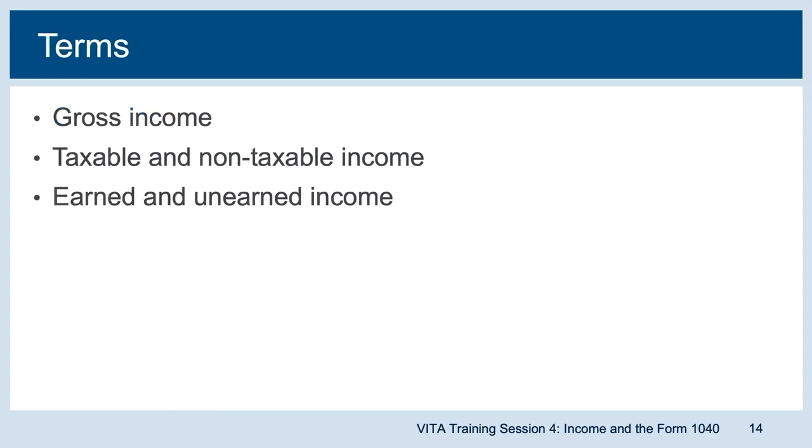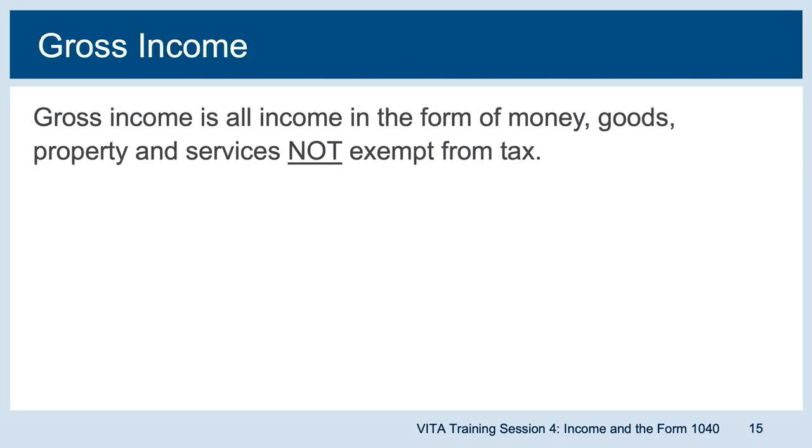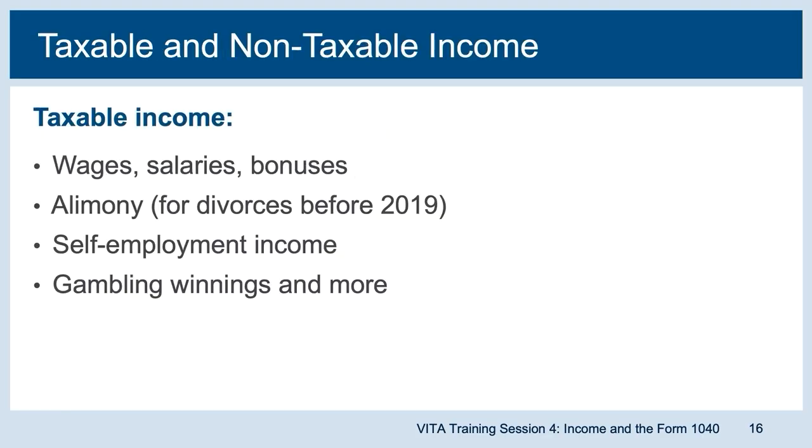Before we talk about the different line items of the 1040, let's review some terms: gross income, taxable and non-taxable income, earned and unearned income. Gross income is all income received in the form of money, goods, property, and services that is not exempt from tax. As a preparer, you must determine whether the taxpayer's income is taxable or non-taxable. Income that is taxable must be reported on a taxpayer's return and is subject to tax. These items can include wages, salaries, bonuses, alimony for divorces before 2019, self-employment income, gambling winnings, and more.